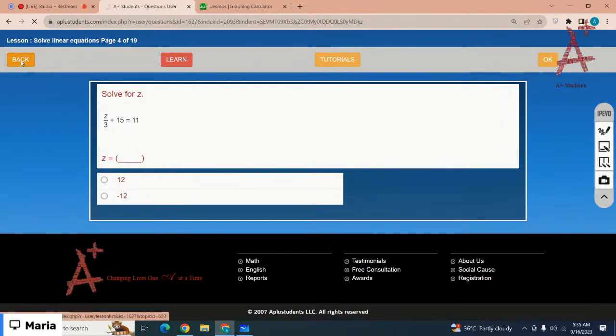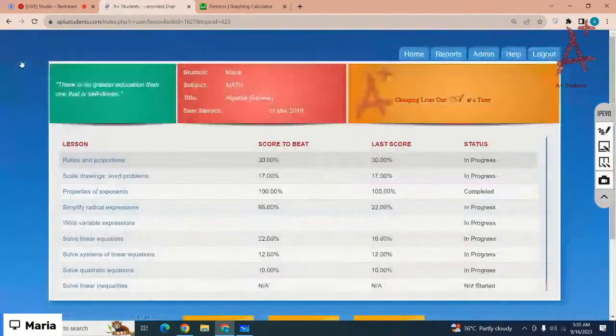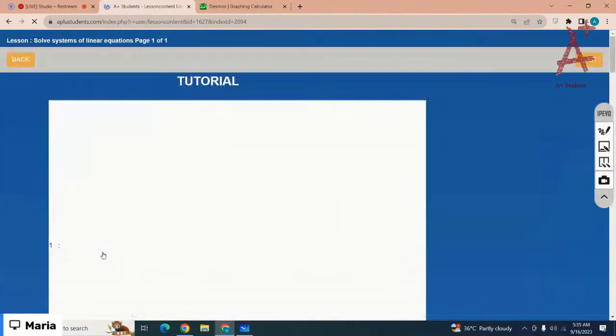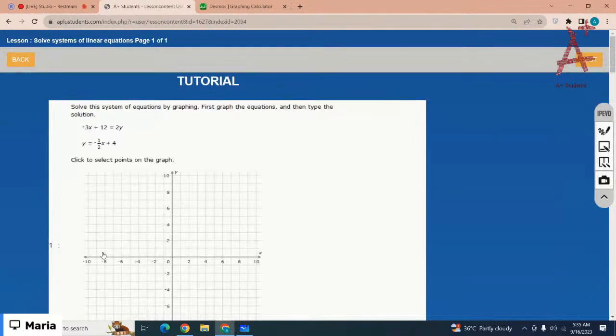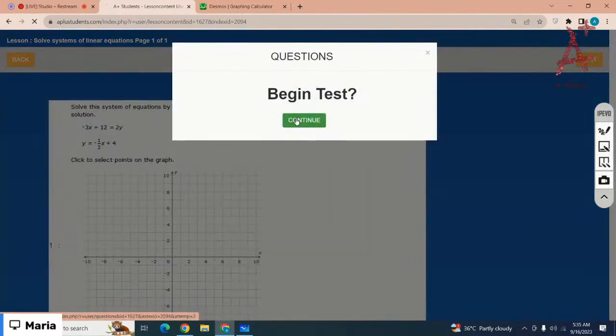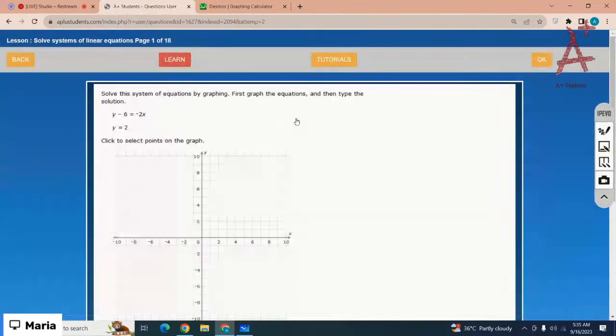Okay, let's just start with the next lesson. The next one is solve systems of linear equation. Okay, let's just see. Oh, I think here all the questions are solved using graphing method, right? Let's just start with the test question. Okay, y minus 6 equals 2x and y equals 2, right?